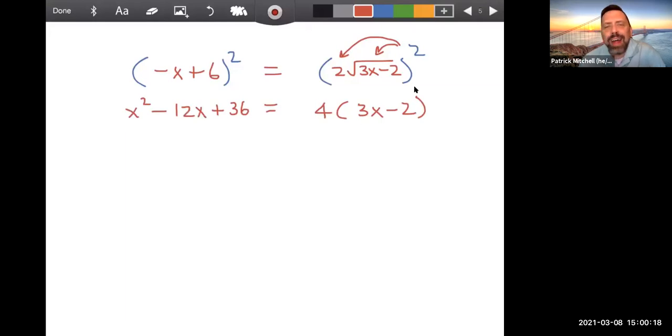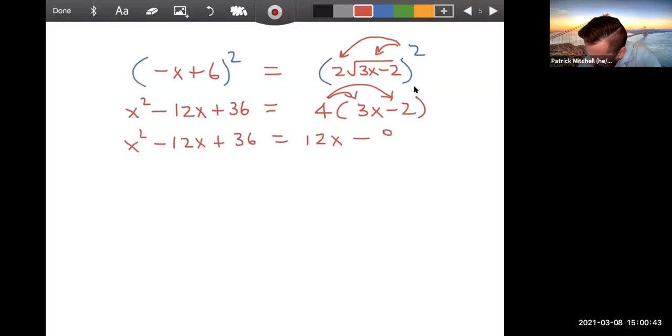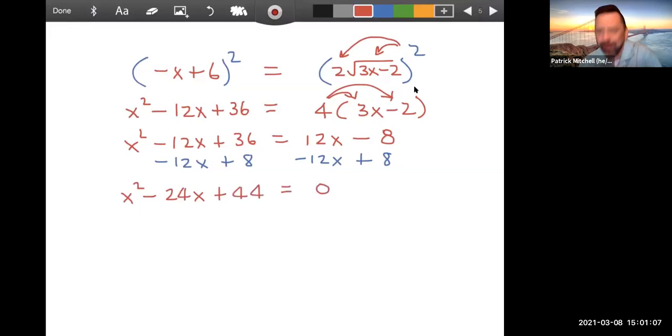Okay. All right. So we are finally down now to a quadratic equation. So you know what we do with quadratic equations. We write them in standard form. So I need to distribute this 4. x squared minus 12x plus 36 equals 12x minus 8. And now I got to get everything on one side, get zero on the other side. So that means we're going to do minus 12x minus 12x, plus 8 plus 8. All right, so x squared minus 24x plus 44 equals zero. Almost done.